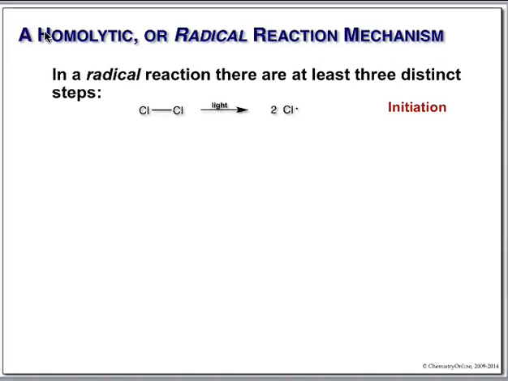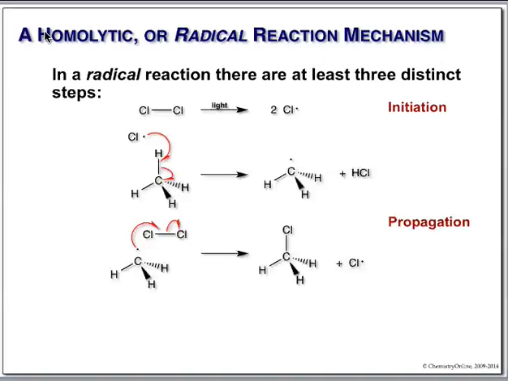So, on the exam, if I ask you to write an initiation step, remember you need to show the formation of radicals. Typically, it's just a light catalyzed homolytic cleavage. Propagation. On the exam, you should draw something like this. You want to start off with a radical, end up with the same radical. Start off with whatever compound you're using and wind up with a chlorinated compound.